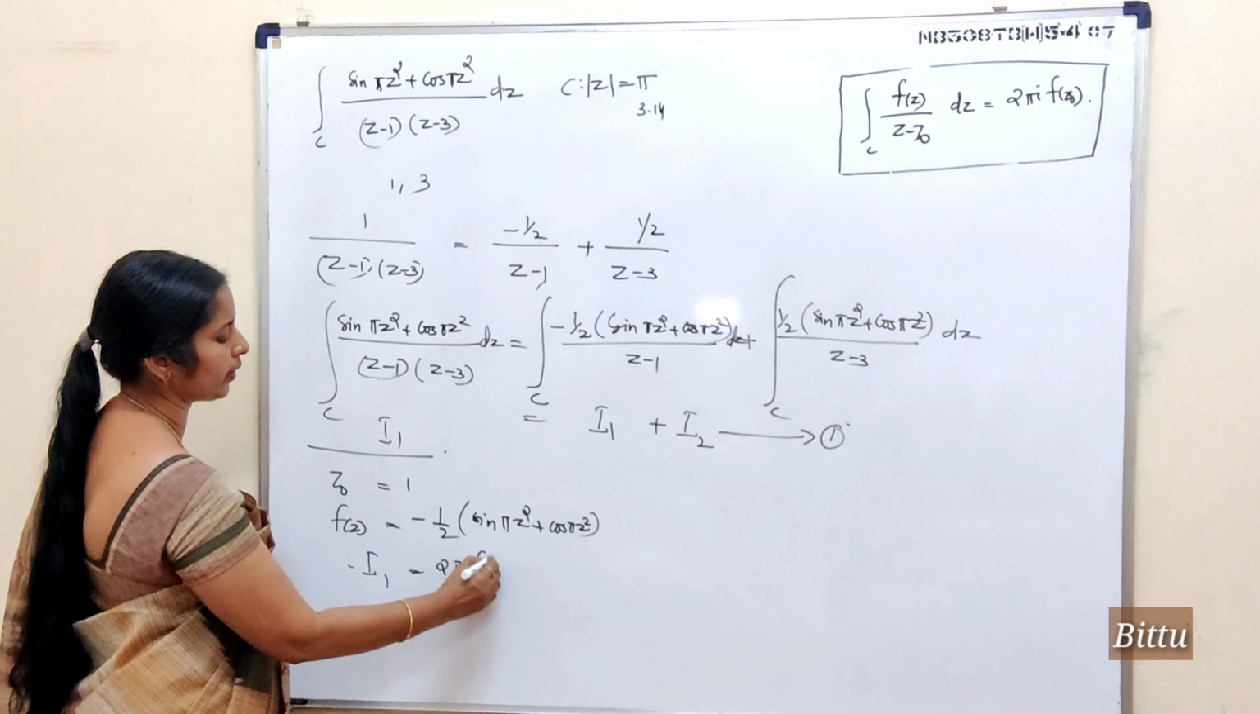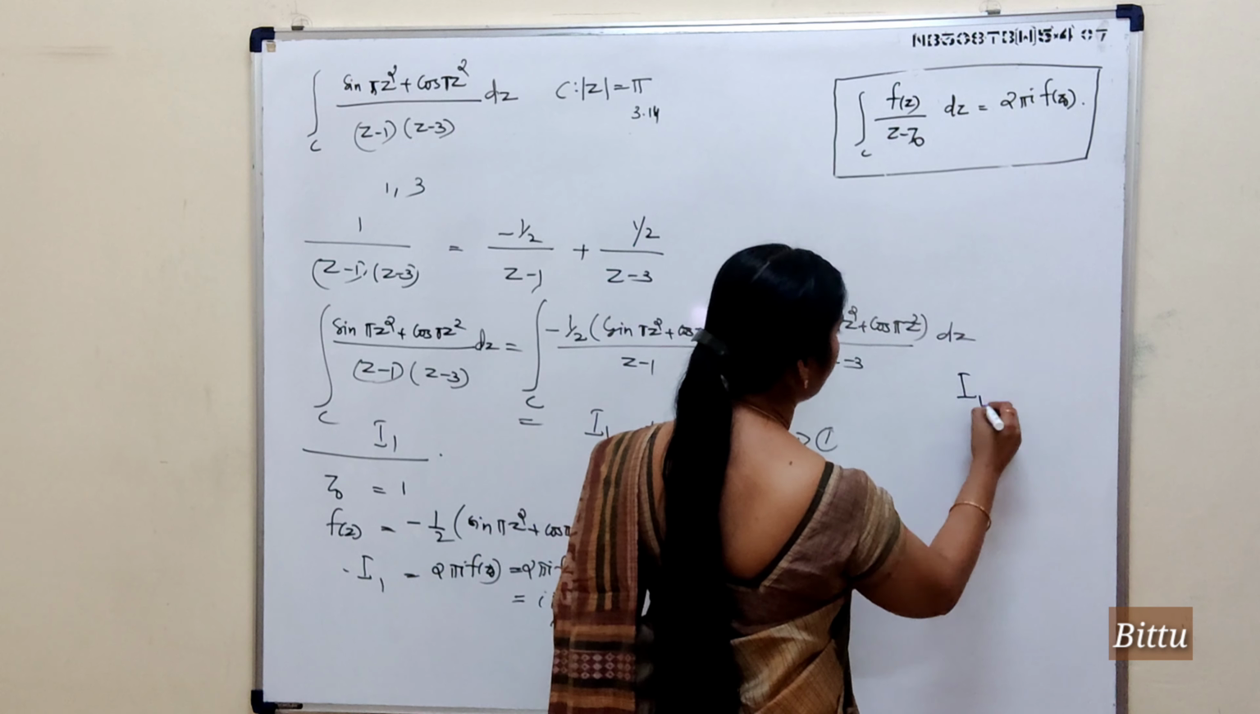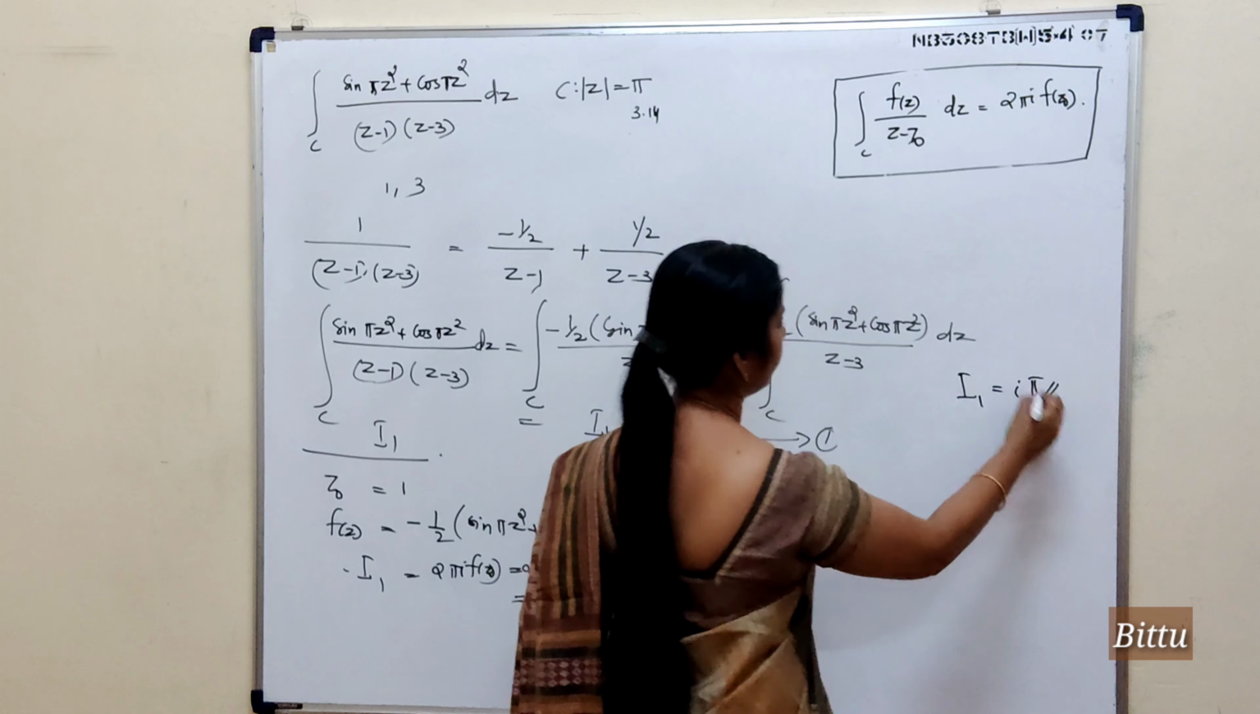Next we have to find f of 1. f of 1 equal to, you put z equal to 1 in f(z). You can see it is minus half (sin pi plus cos pi). When z is 1, sin pi, cos pi. What is sin pi? 0. What is cos pi? Minus 1. So the answer is half. f(1) is half, so the answer is i pi. So we have I1 equal to i pi.